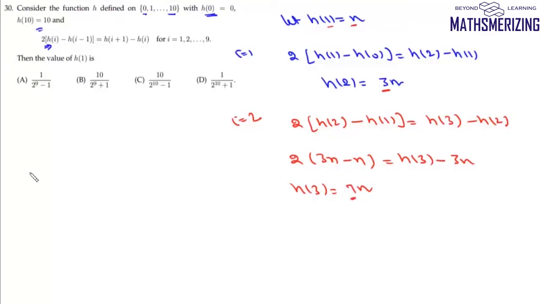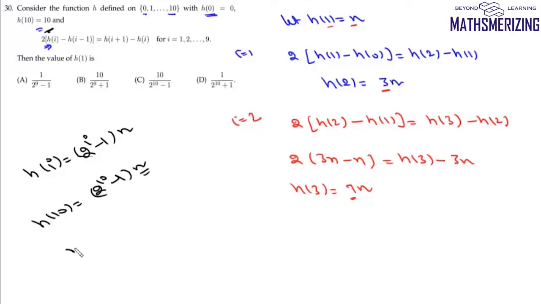We can find h(i) should be (2^i minus 1) times n. Now it is given that h(10) is 10. So we'll put i as 10, we'll get h(10) as (2^10 minus 1) times n, and n is nothing but h(1). So we can write n as h(10), which is 10 upon (2^10 minus 1), and n is h(1). So the value of h(1) is 10 upon (2^10 minus 1), and that's your option number C.